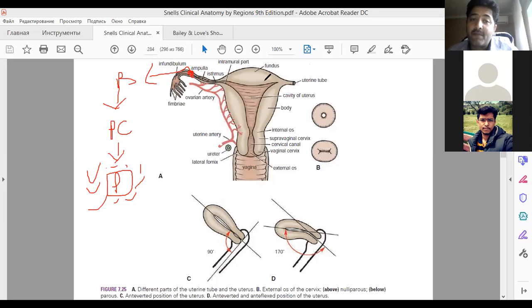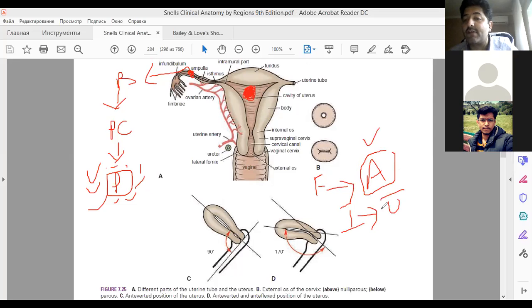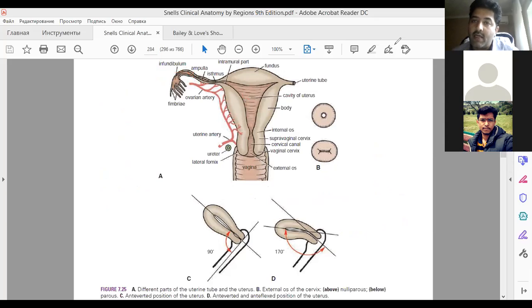Okay, normally it must be implanted here in the uterus. I think it is the fundus part, the posterior part of the fundus. It is the most common site of implantation of the zygote. Fertilization takes place in the ampulla of the fallopian tubes, but implantation will be in the uterus. But if the implantation occurs in the fallopian tubes, then it will result in ectopic pregnancy. Is it clear to everyone? Yes, sir. Okay.